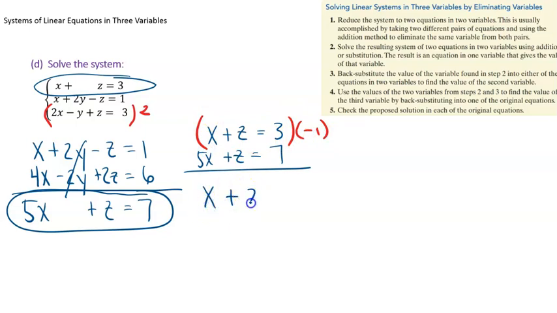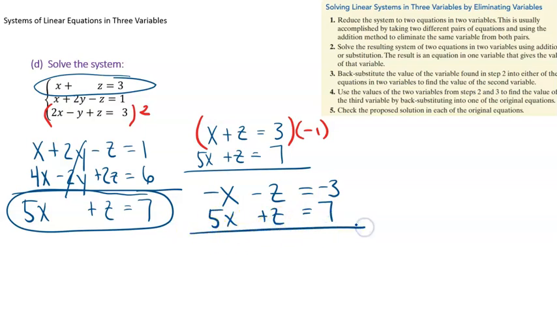Now, a lot of y'all try to do this without writing so much. I didn't even multiply. Thinking ahead, and then I can't do my math at the same time. Let's try it again. Negative 1 times x is negative x. Negative 1 times z is negative z. And don't forget, negative 1 times 3 is negative 3. And then we have 5x plus z is equal to 7. The second equation I didn't do anything to.